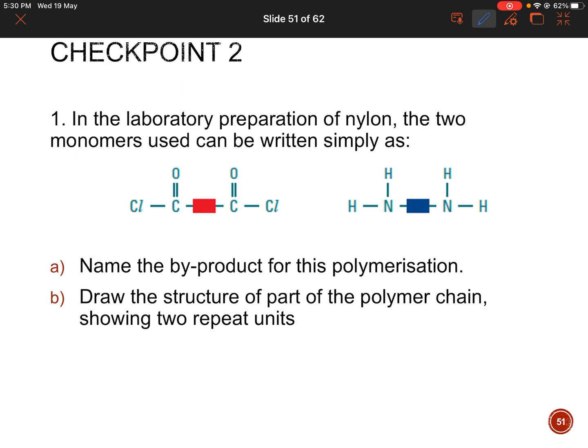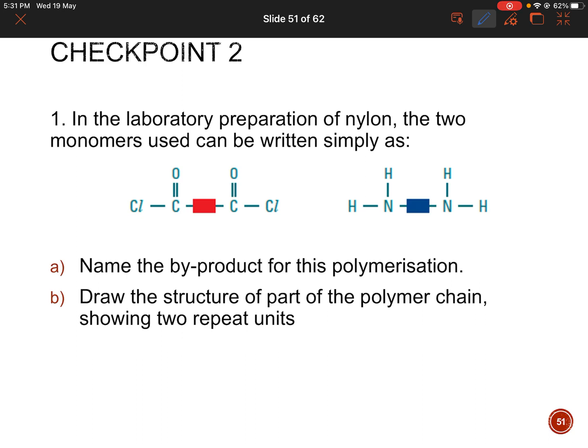I want to prepare nylon, and I am using these two monomers over here. Name the byproduct for this polymerization, and draw the structure of part of the polymer chain showing two repeat units.